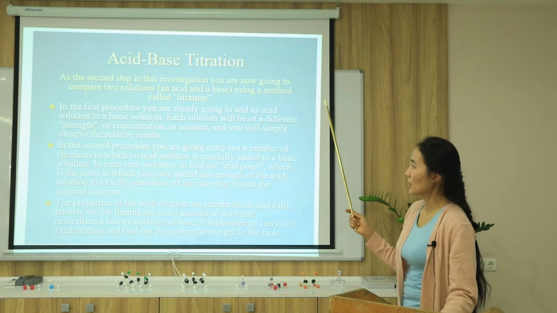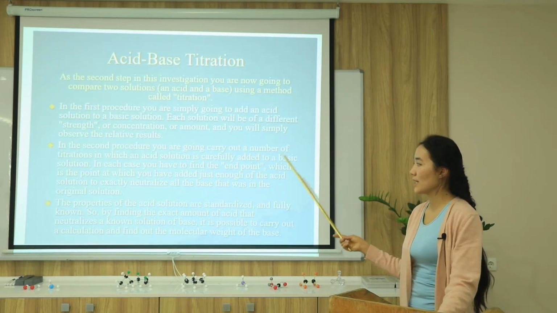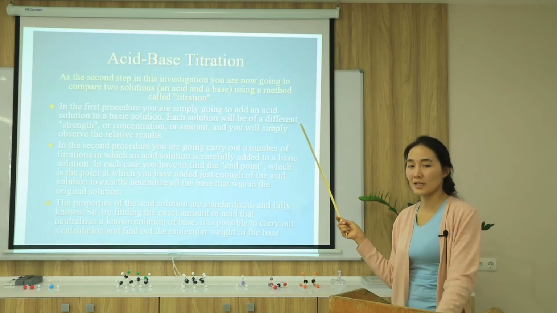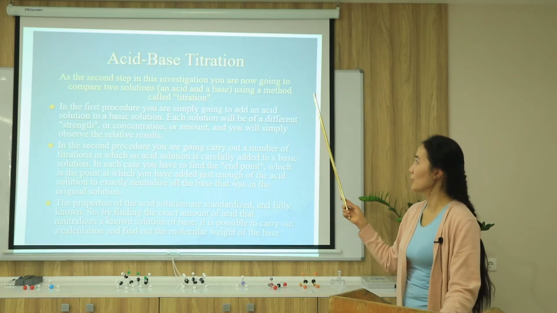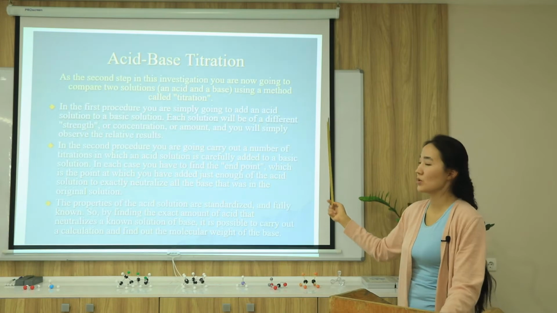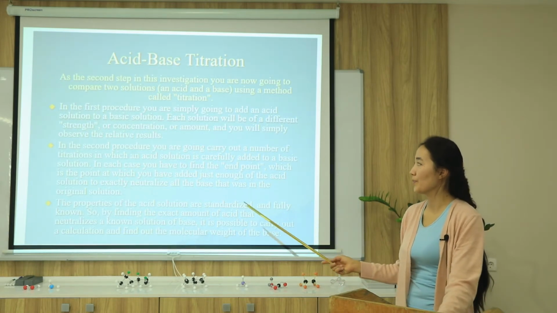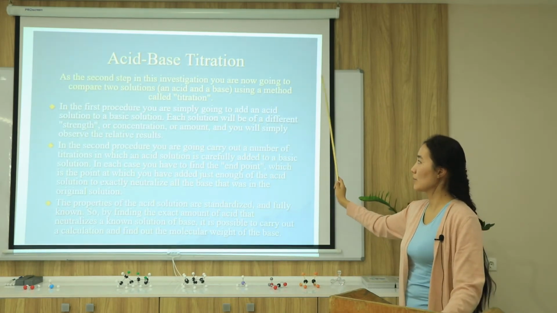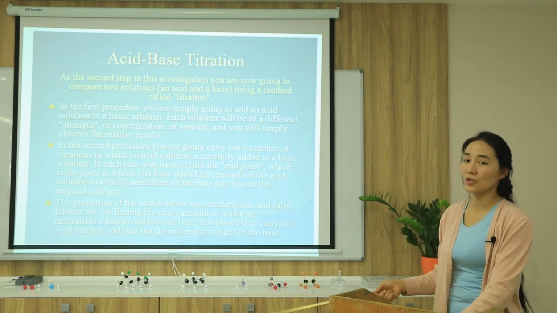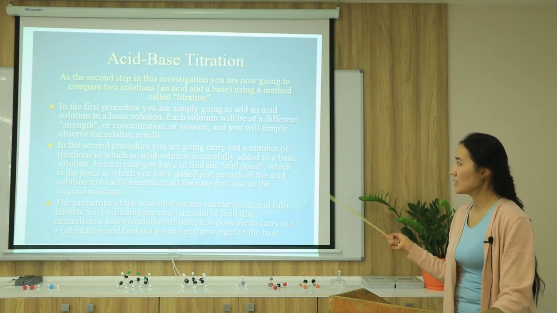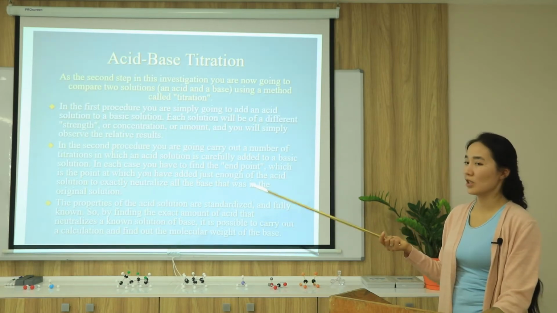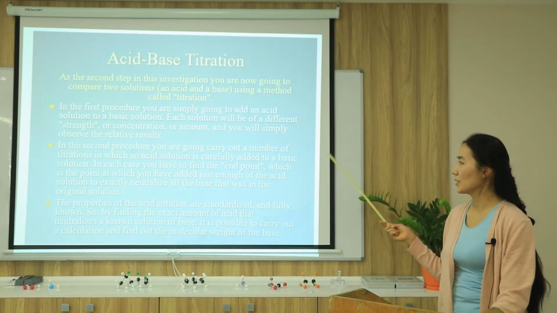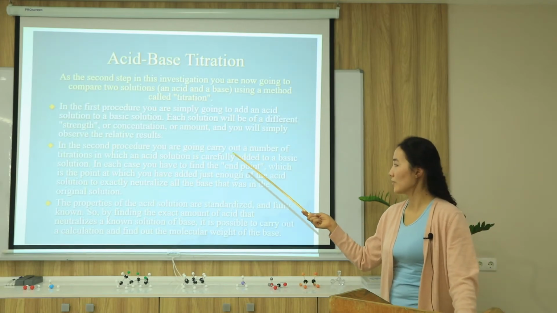So when we are talking about the acid-base titration, as the name says, it involves an acid and a base, and when we use it, the method is called titration. In the first procedure, we simply add an acid solution to the basic solution. Each solution will have different strengths or concentrations, or you will simply observe the relative results.